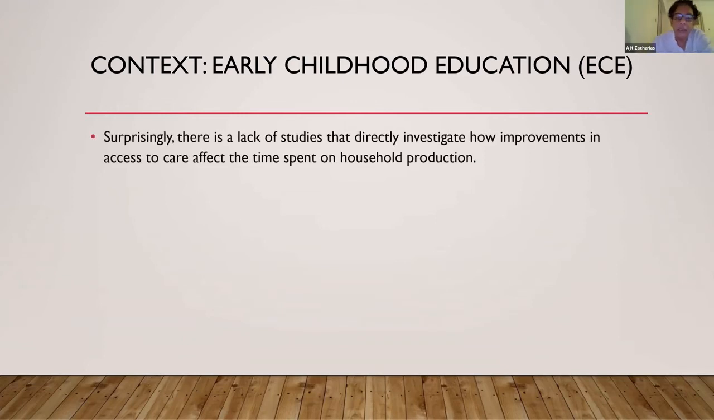Now, with respect to the next element that we are looking at, so that's the physical infrastructure part, looking at roads. The other has to do with the social infrastructure, in our context, early childhood education. Now, surprisingly, there is a dearth of studies that directly investigate how improvements in access to care change the time spent on household production by men, women, and girls and boys.